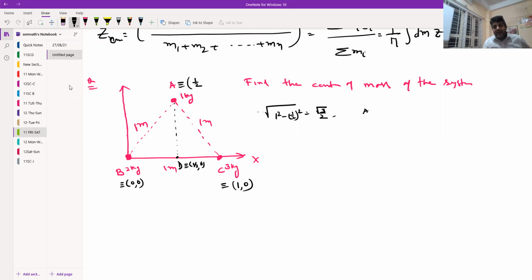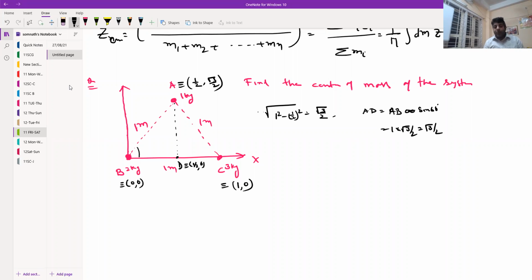Another way is AD is AB sine of that angle. That angle is how much? 60 degree, right? Because equilateral triangle, AB sine 60 degree. So we can write 1 into root 3 by 2 directly. So root 3 by 2. So my coordinate is root 3 by 2. Clear, everyone? Everyone, is it okay? Yes, sir.